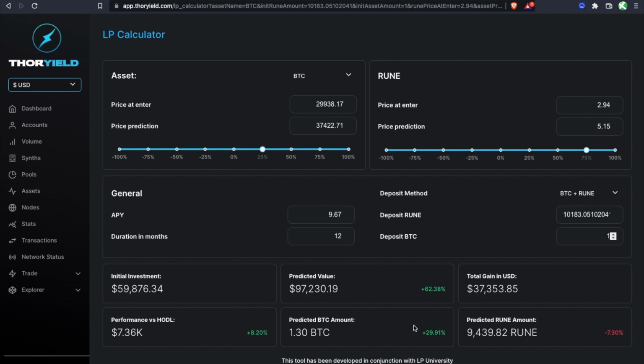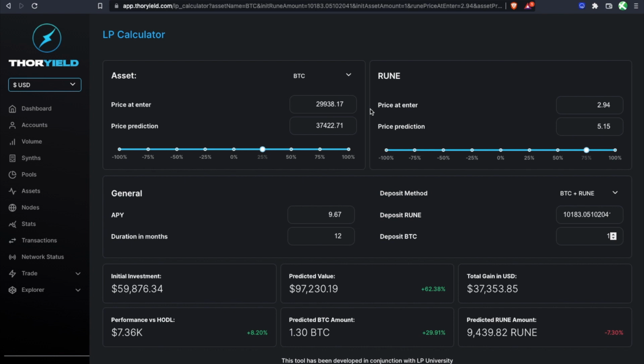And then this just shows the breakdown of what you would actually be left with in terms of BTC and Rune. In this example, you're ending up with more BTC and actually less Rune because we had Rune going up much more than BTC. So you have rebalancing that is occurring.